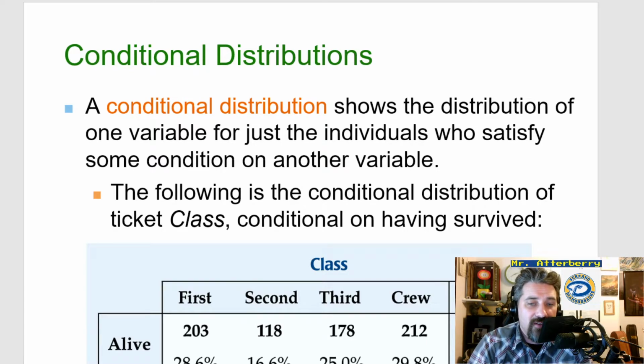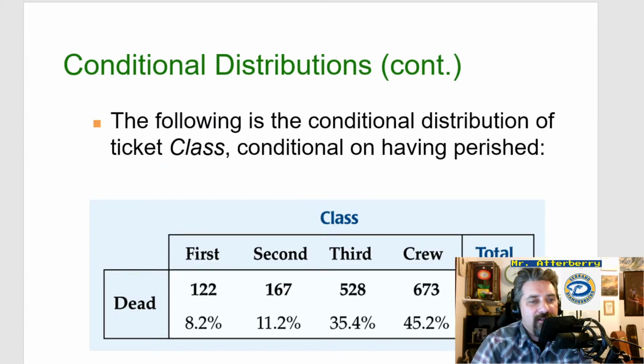16.6% of those that survived were in second class, 25% that survived were in third class, and 29.8% of the total survivors were crew members. That sounds like a lot, right? 212 crew members survived.